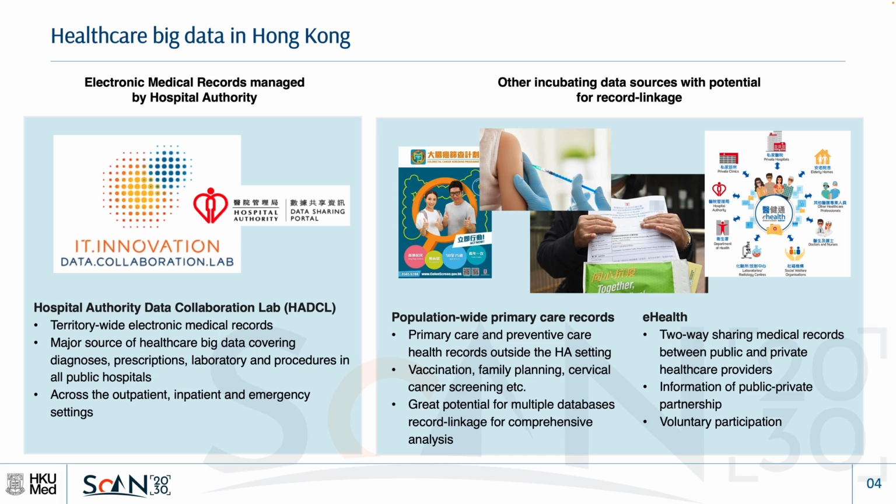Other than the HA, the Department of Health also regularly keeps population-wide primary and preventive care records, such as vaccination, family planning, and cancer screening, which offer great potential for record linkage with other databases for comprehensive analysis. Recently, the government also takes steps to encourage the sharing of medical records between public and private healthcare providers through e-health, which could also be a potential data source in the future.